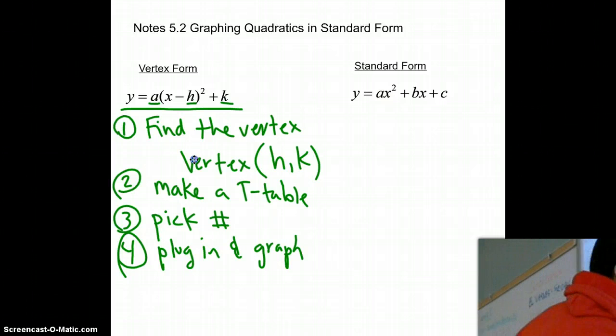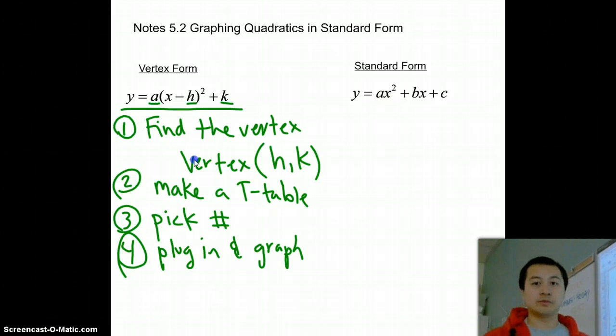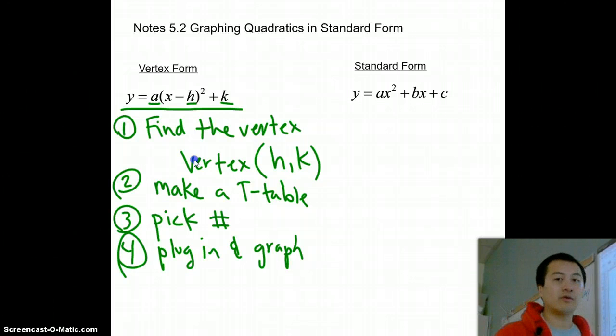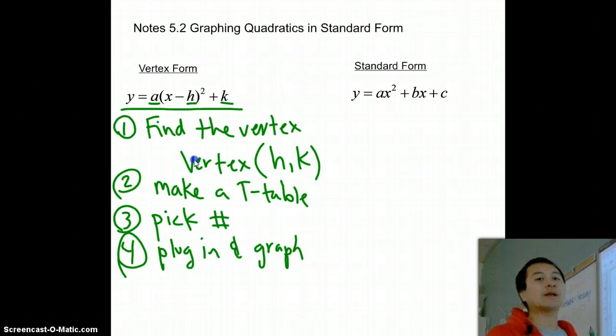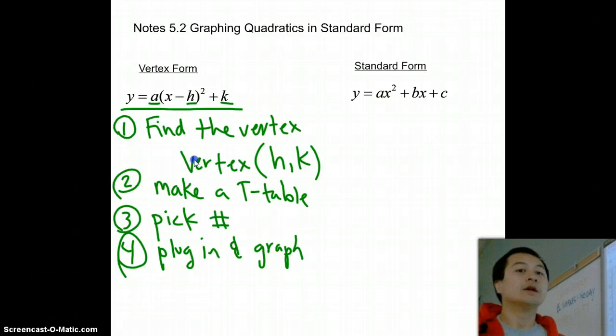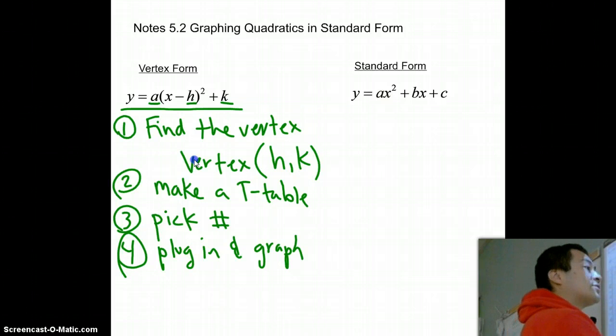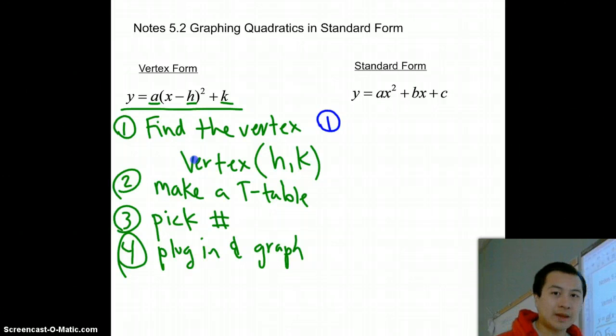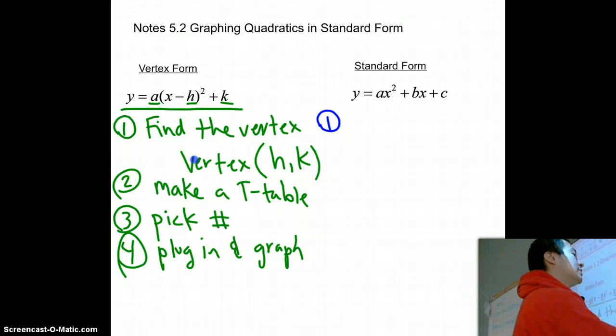Now we're going to talk about another way to do this, and it's called standard form. Most likely you're going to see 2 types of forms: vertex form and standard form. Vertex form helps you find the vertex quickly. Standard form looks a little bit nicer, neater, and prettier. What are the steps to solving standard form? First thing you need to do, same thing: find the vertex.